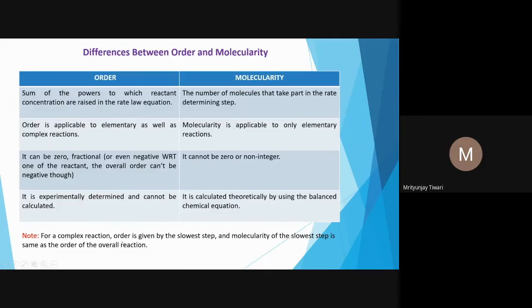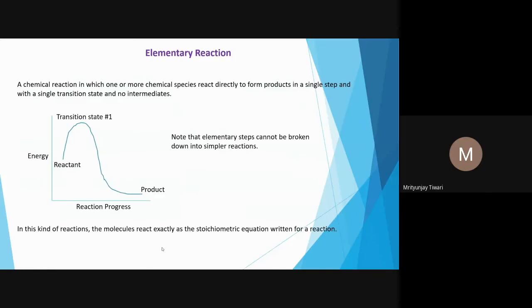So for a complex reaction, the order is given by the slowest step, and the molecularity of the slowest step is the same as the order of the overall reaction. This is something one can understand by common sense.